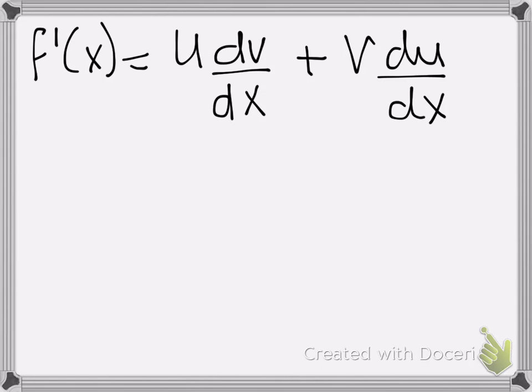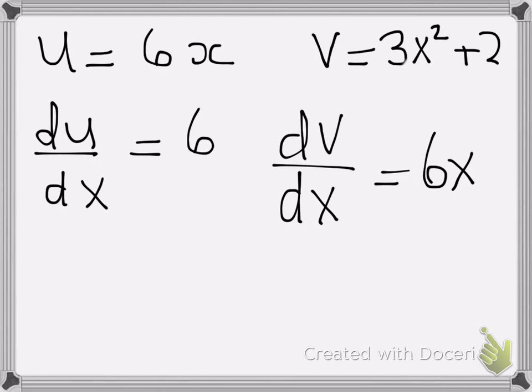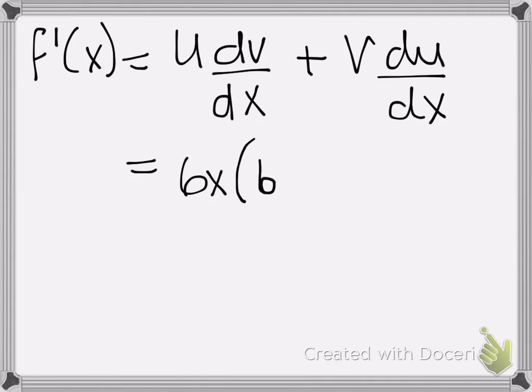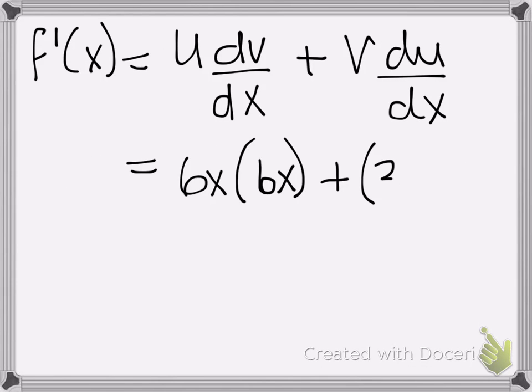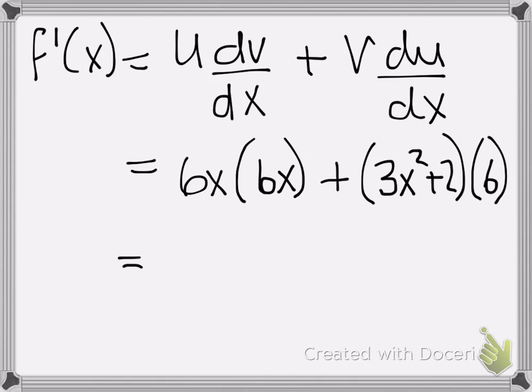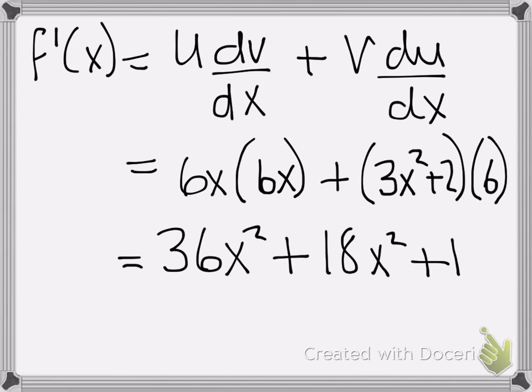So u was 6x, so it's going to be 6x multiplied by dv/dx, which I said was 6x, plus v, which was 3x squared plus 2, by du/dx, which was 6. Tidy this up. 6x by 6x is 36x squared, plus 6 by 3x squared is 18x squared, plus 12.